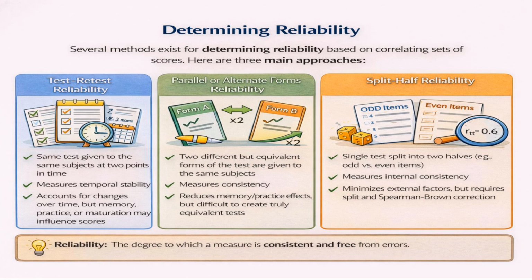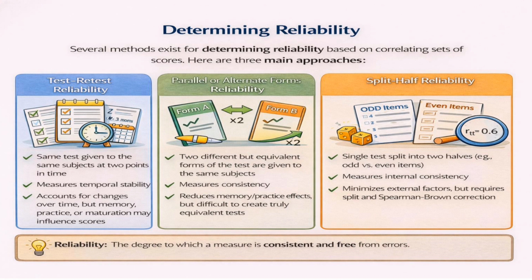In this slide, we move from theory to practice. So far, we have understood what reliability means and why measurement error matters. Now, the key question is, how do we actually determine reliability in research? The answer is simple. We determine reliability by correlating sets of scores. This slide shows 3 main approaches used widely in research: test-retest reliability, parallel or alternate forms reliability, split-half reliability.